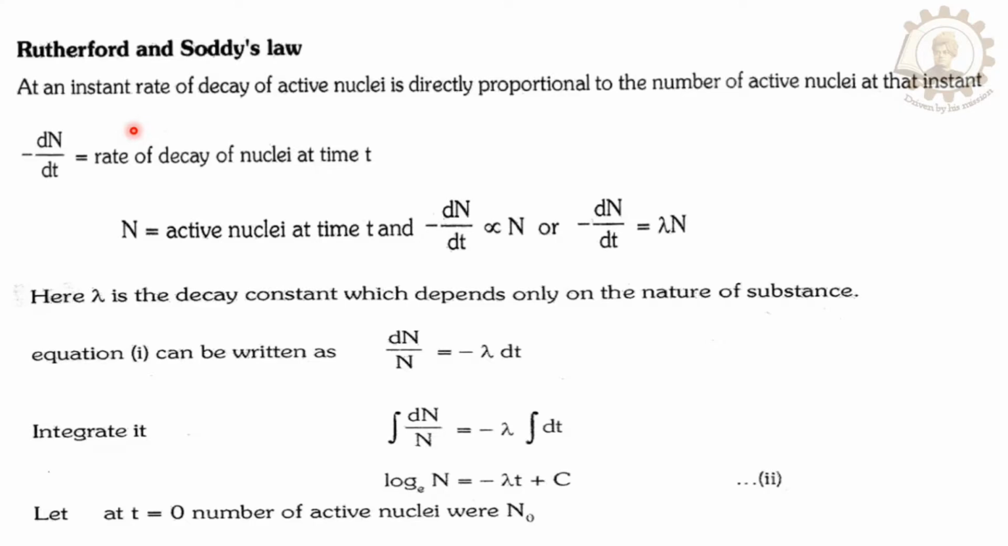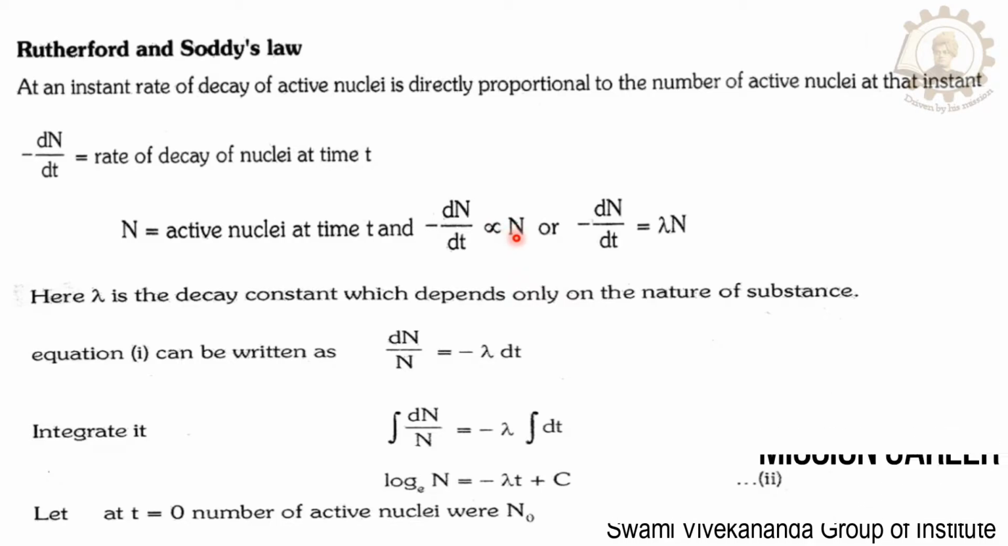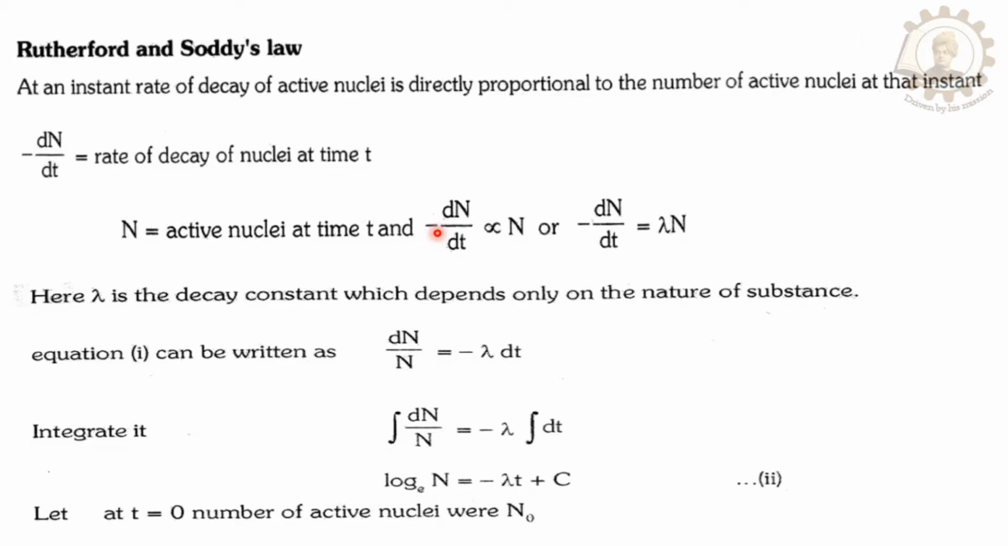If I consider that N is the number of active nuclei, then dN/dt represents the rate of decay of nuclei at time t. It was stated by Rutherford and Soddy that the rate of change of active nuclei is directly proportional to the number of nuclei present at that instant. The negative sign represents the decay, that means the number of nuclei is decreasing.